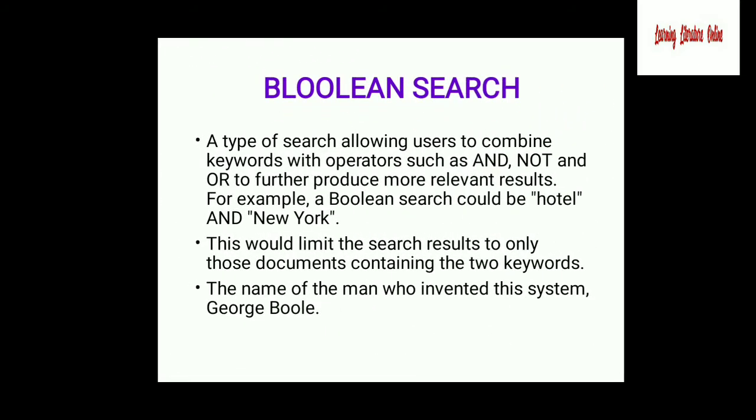Then we have to learn Boolean search. Boolean search is a type of search allowing users to combine keywords with operators such as and, not, and or. We may use and, not, and or for what? To combine keywords with operators. This is used to further produce more relevant results. For example, a Boolean search could be hotel and New York. This would limit the search results to only those documents containing the two keywords. The name of the man who invented this system is George Boole.